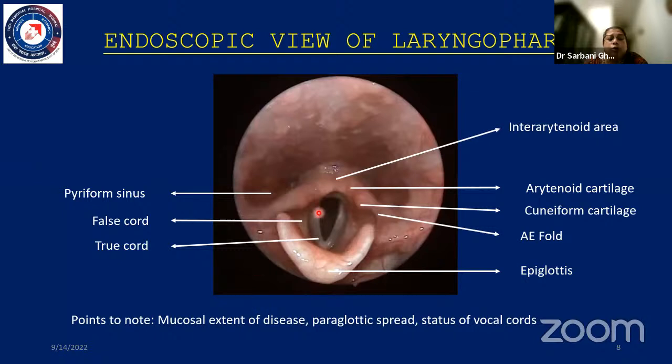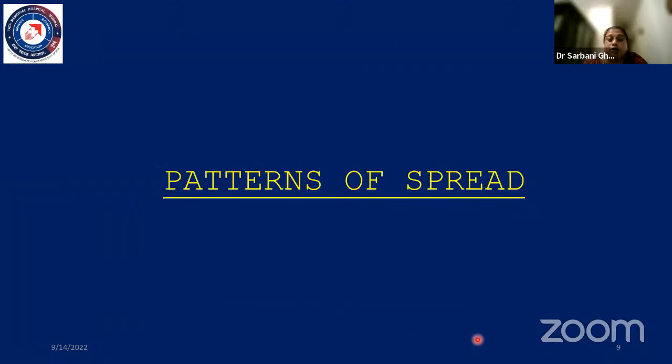So what we need to understand when we are doing this kind of examination is to look at and document the mucosal extent of disease, paraglottic spread, and the status of vocal cords, best seen on indirect mirror examination or Hopkins, or while reversing the patient when you have induced him or her for a diagnostic scopic evaluation.